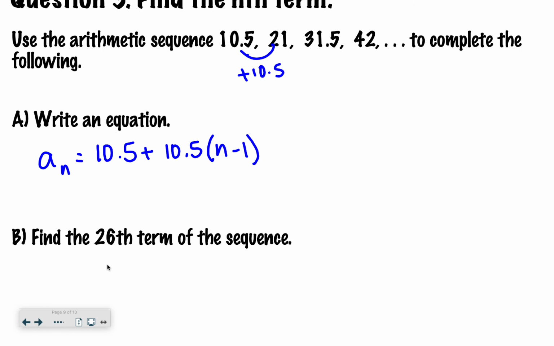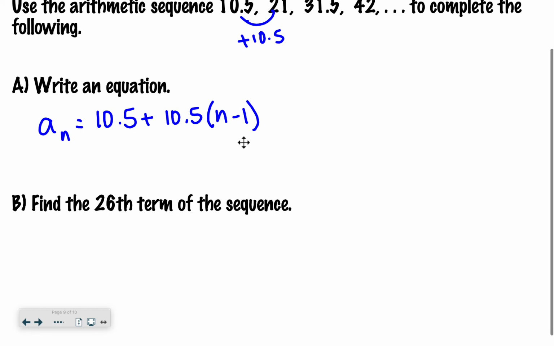Okay, so hopefully for your equation, you wrote something like this where you said a of n equals 10.5 plus 10.5 times n minus 1. If you put this second 10.5 after the parentheses, that answer is also correct. But now I want you to take a minute and find the 26th term of the sequence. Good luck.